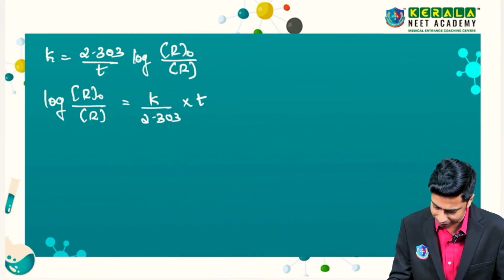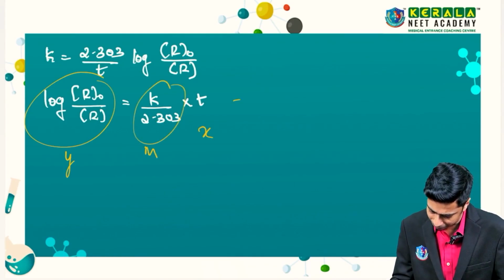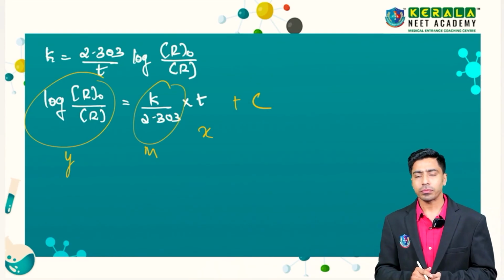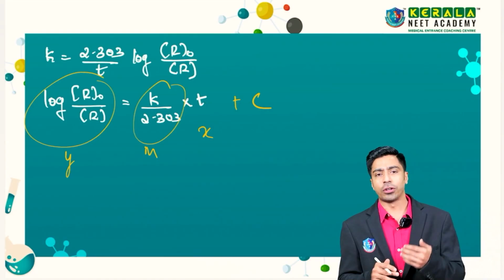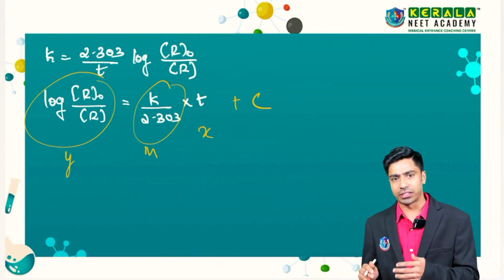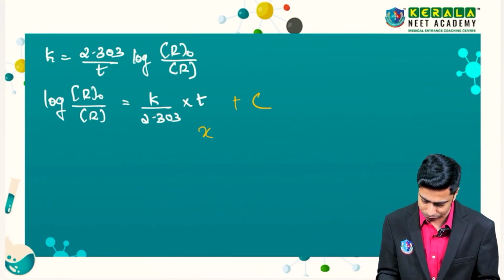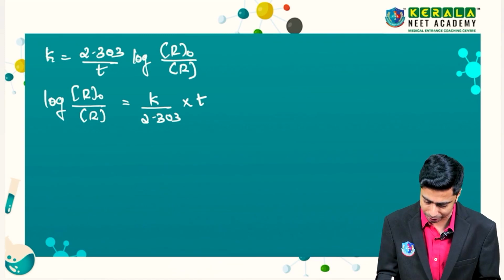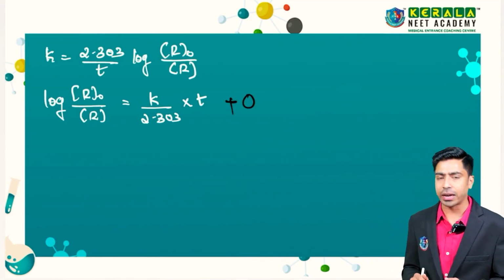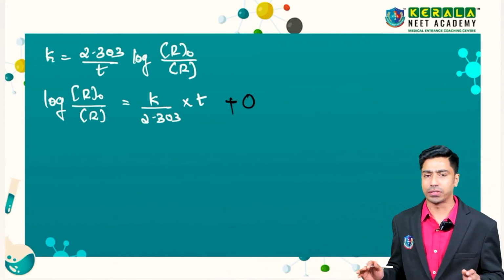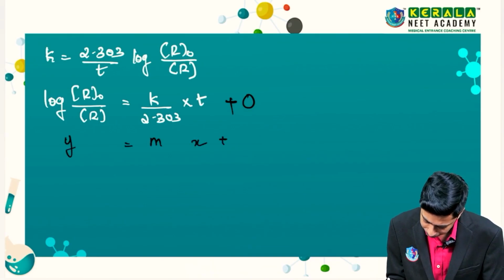And if I say this equation is of the form y equal to mx plus c, will you agree with me? Now what will be the value of c? Here y represents log R0 by R, k by 2.303 represents the slope, and t represents x. Then what is c here? The value of c we have to consider as 0. So this equation is of the form log R0 by R equal to k by 2.303 into t plus 0, which is of the form y equal to mx plus c.